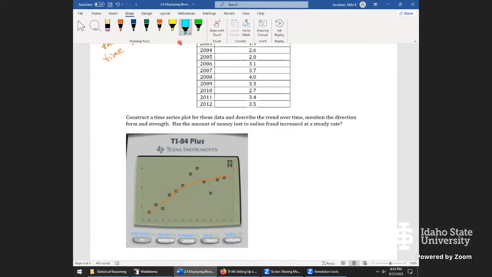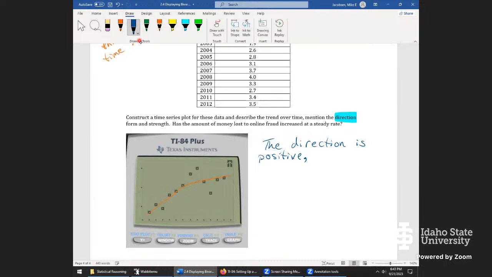So let's go through this and answer the questions. We constructed the time series plot. We want to describe the trend over time, mentioning first the direction. We can say here, the direction is positive.